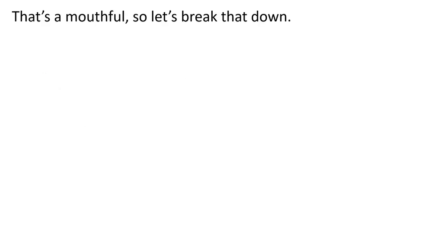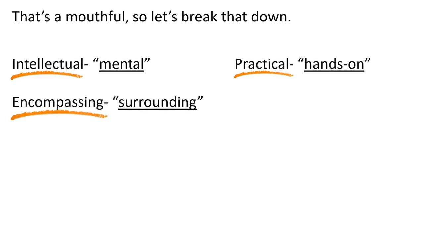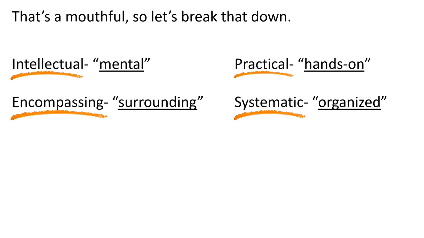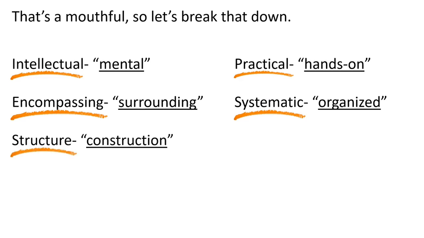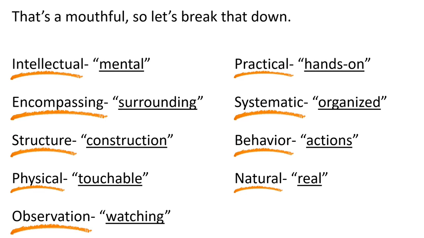That's a mouthful, so let's break it down. Intellectual, let's say mental. Practical, hands-on. Encompassing, let's say surrounding. Systematic, organized. Structure, construction is another way to say that. Behavior, we'll say actions. Physical, we'll say touchable. Natural, we'll say real. Observation, we'll say watching, although it can also be smelling, sensing. Observations are not necessarily visual.